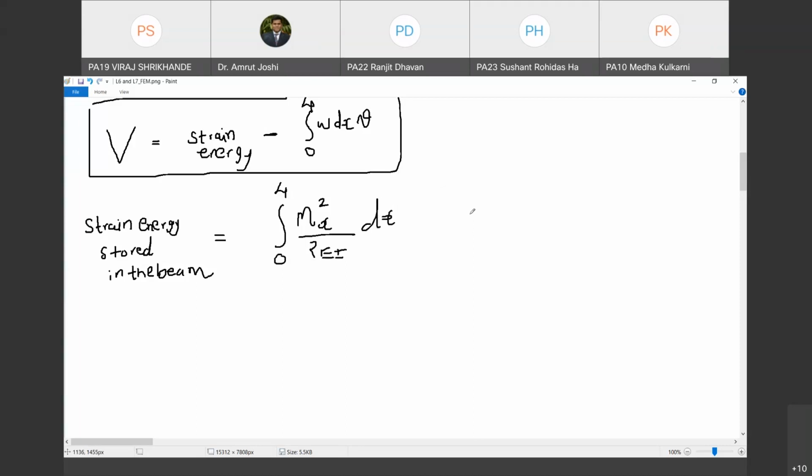Do you remember this expression for strain energy stored due to flexure in the beam? Please type your response in chat box. We have borrowed this result from structural analysis. Do you at least remember something of this sort that you have seen during your structural analysis course? Please type your response in chat box, then I can proceed.